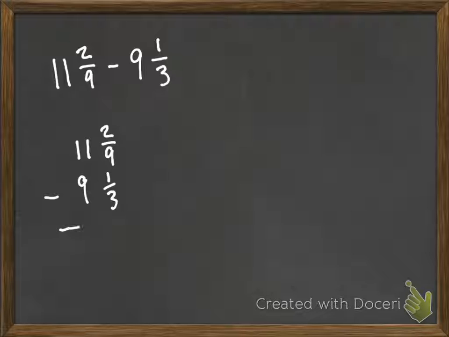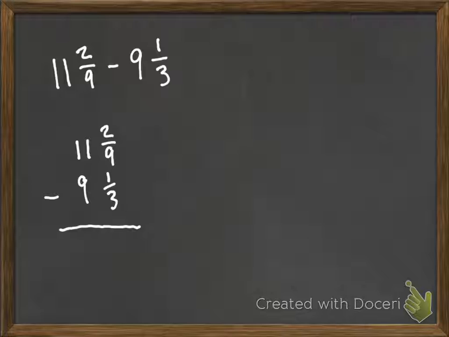Now, the first thing that I want to do is start looking at these fractions, because we're subtracting 9 and 1/3 from 11 and 2/9. And I see that we have different denominators. We have ninths in the top number and we have thirds in the bottom number. So what we've got to do is find the least common multiple of 9 and 3 so that we can have common denominators. And what I'm noticing here is that our least common multiple is going to be 9, because 3 times 3 is 9.